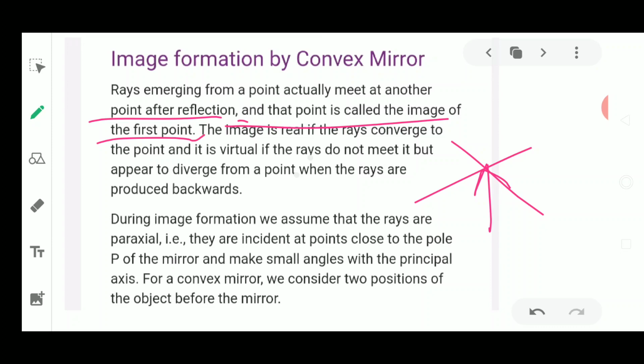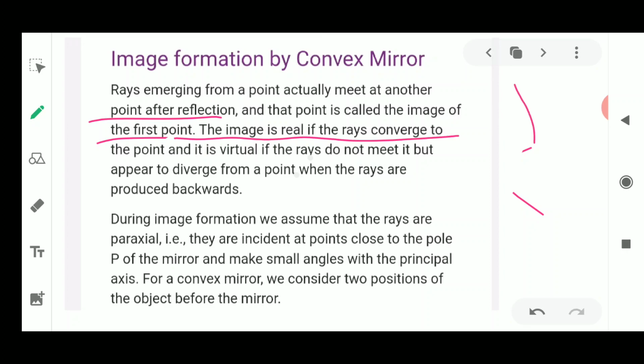Whatever the image is going to be, it is always formed at the intersection point of the two light rays. The image is real if the light converges to a point, which means you can see the image when it is converging at a point. It is virtual if the light rays do not meet but appear to meet somewhere, as if diverging from a point. In the case of a concave mirror, all the light rays were meeting at some point, so we saw that the image is being formed.